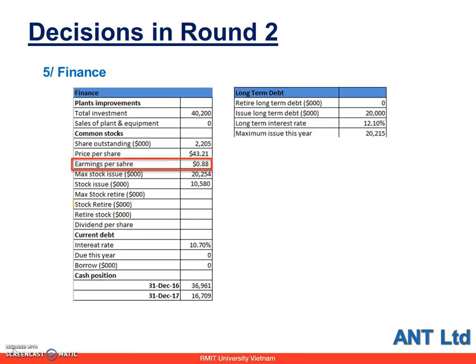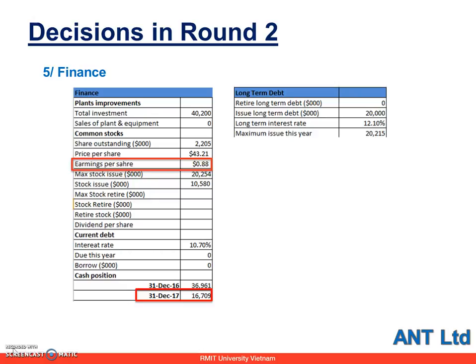The next part of our presentation is finance. In this part, the earnings per share accounted for 0.88, which is calculated by the profit. The EPS is quite low because in this round, we decide to spend a lot of funds in promotion budget, as well as in planned investment, which lead to the reduction in profit. The ending cash of this year is around $16 million.